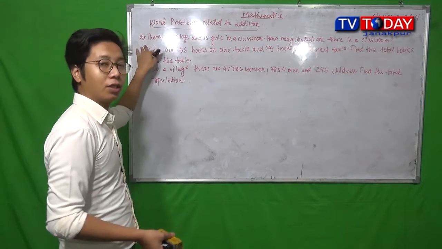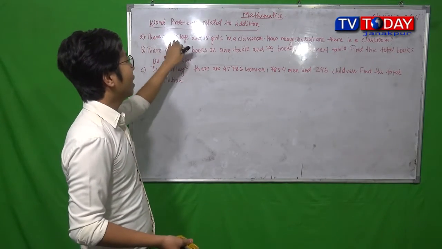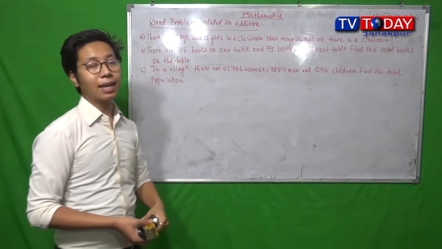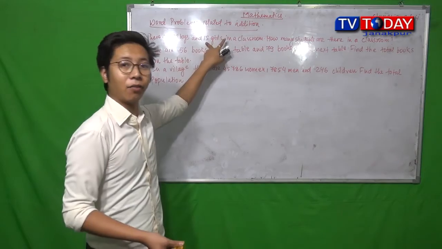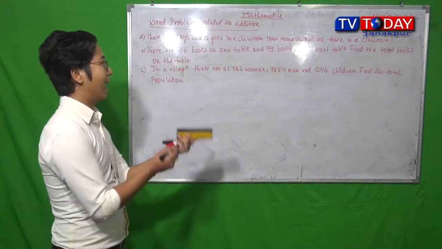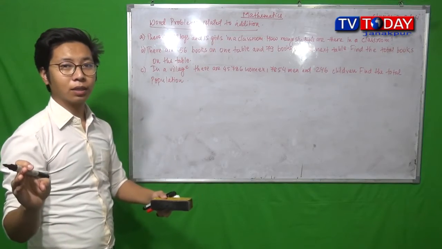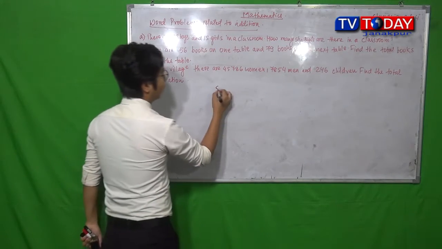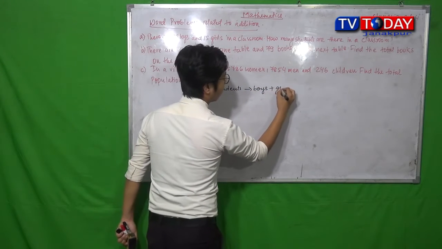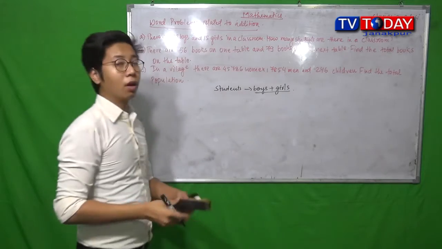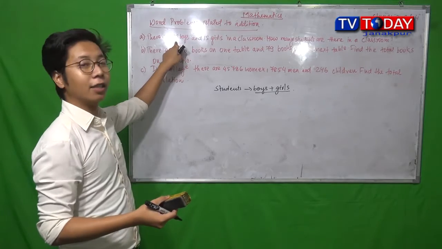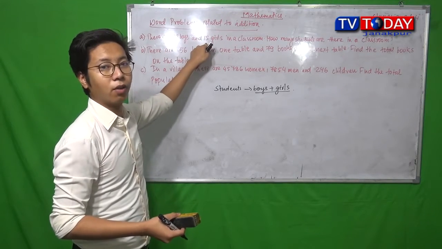So in question number 8, there are 24 boys and 15 girls in a classroom. How many students are there in the classroom? Here you have been asked to find the number of students. Students means boys plus girls. So if you were asked to find the number of students, what you have to do? You have to add the number of boys and also the number of girls.